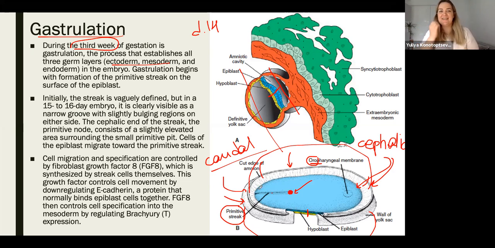So I repeat the sentence in the correct form, how it should be. The primitive node is located at the cephalic end of the primitive streak, which in turn is located at the caudal end of an embryo. Okay, that sentence is true.